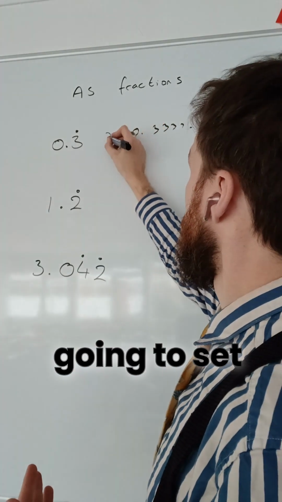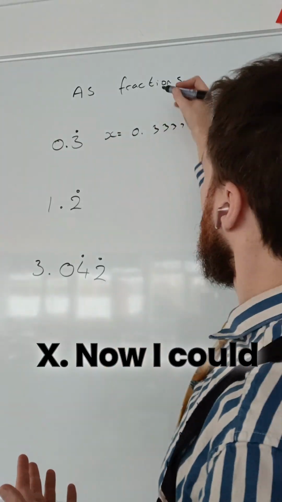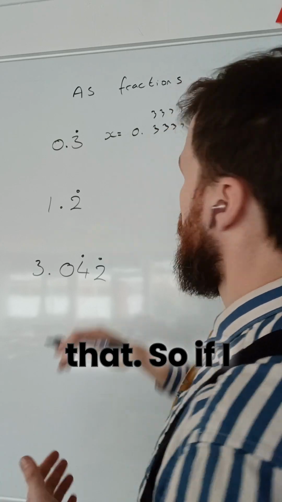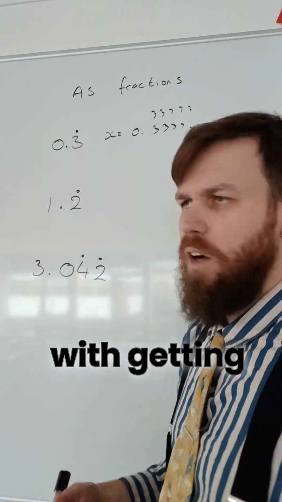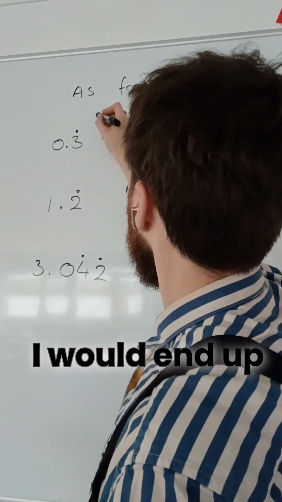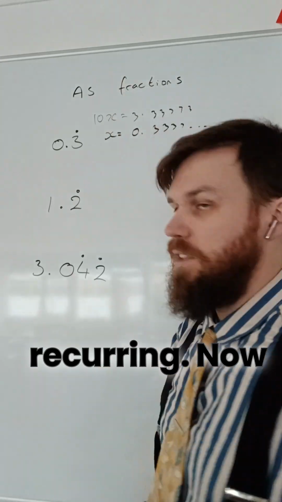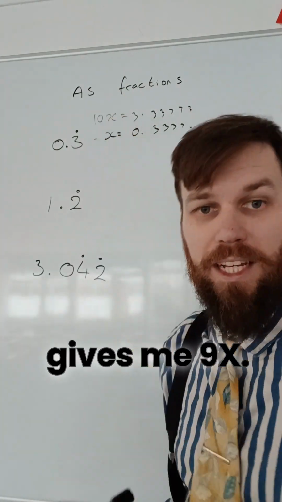I'm going to set this up as an equation, let's call it x. Now, I could get rid of that if I took another number that also recurred in 3 away from it, then I could end up getting rid of those recurrings. So let's say I times that original by 10, I would end up with 10x. 10x equals 3.3 recurring. Now, if I took them away, I would do 10x, take x, gives me 9x.